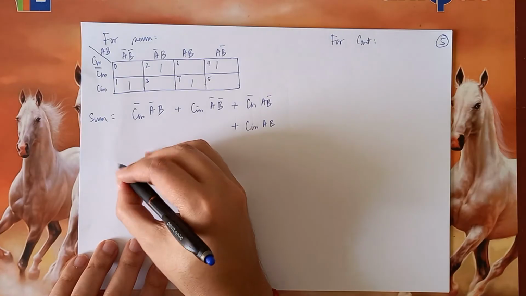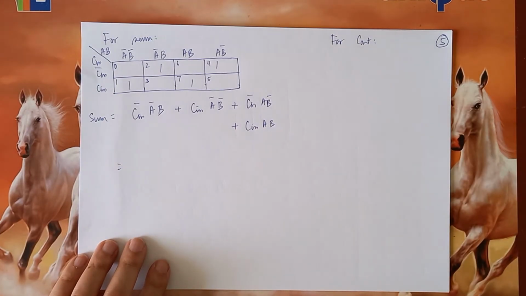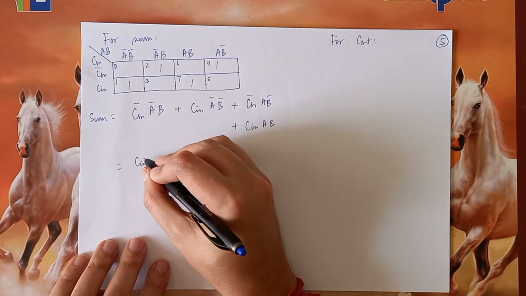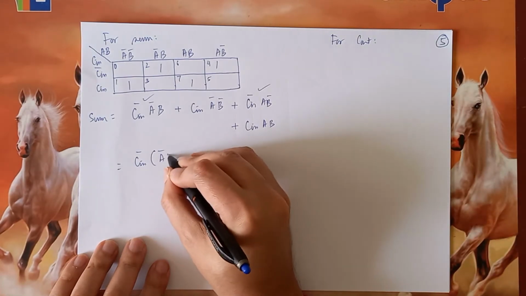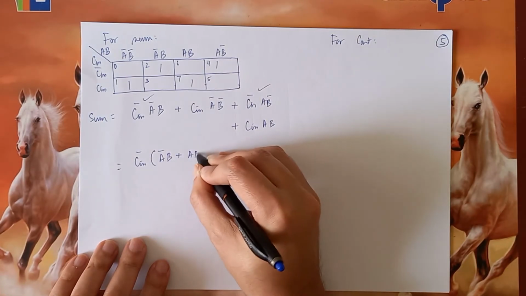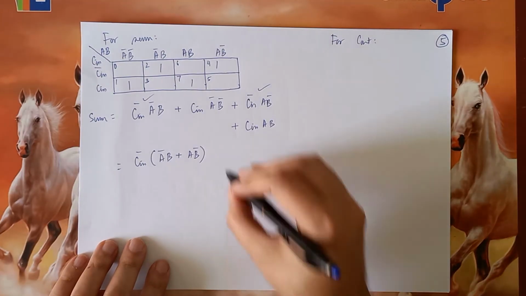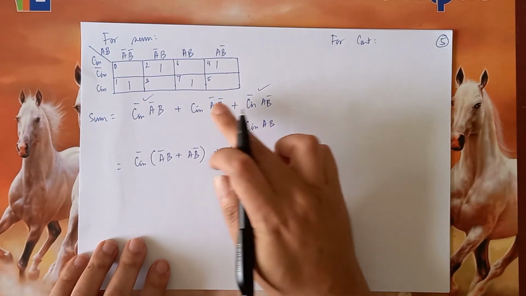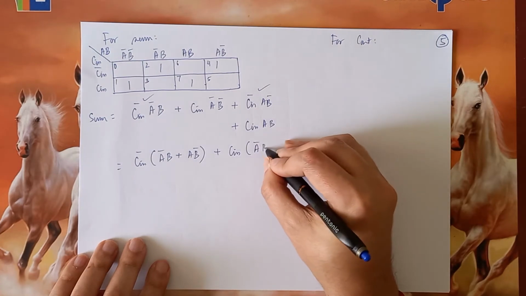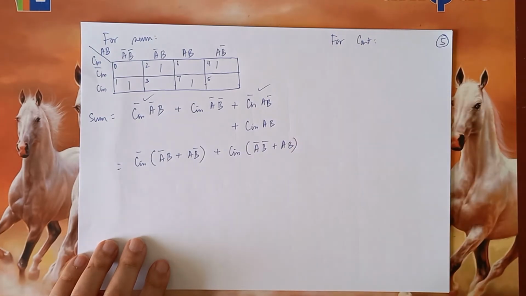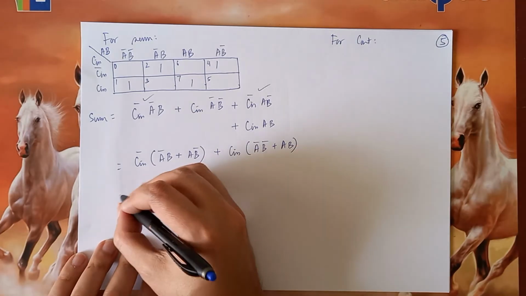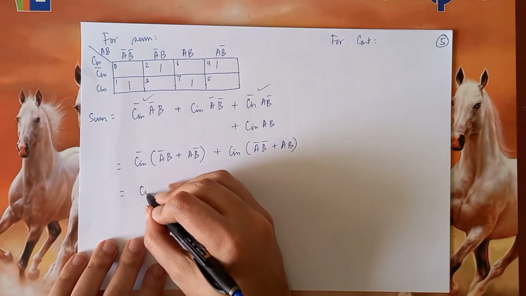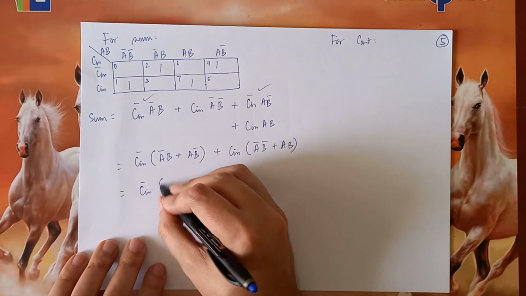Let us try to group. Let us try to group the C in and C in bar separately. So C in bar, the common terms are this and this. So in bracket we will see A bar B plus A B bar. Plus we will take C in, in bracket we will see A bar B bar plus A B. So do these expressions look familiar? Yes, as we have discussed earlier, this is nothing but A XOR B.